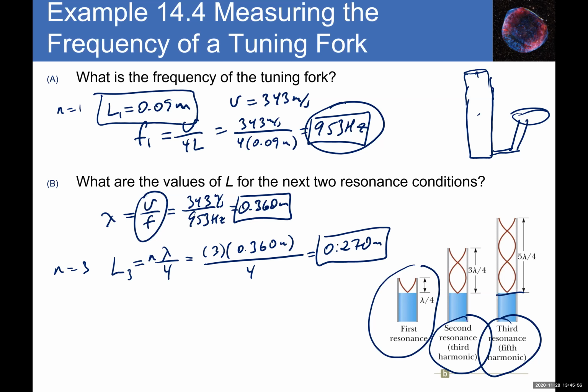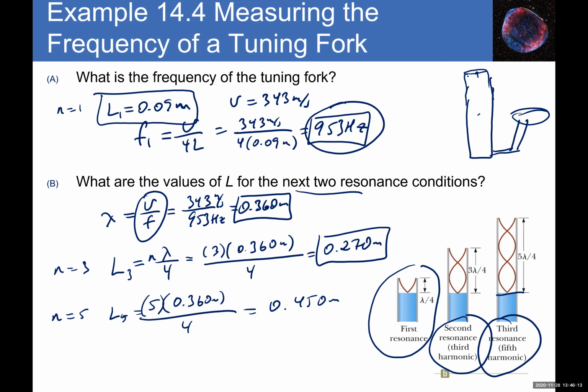Then we can have another one because it's asking for the next two. The next one will be n equals 5. Then L5 is equal to 5 times 0.36 meters divided by 4. So we're going to get 0.45 meters.